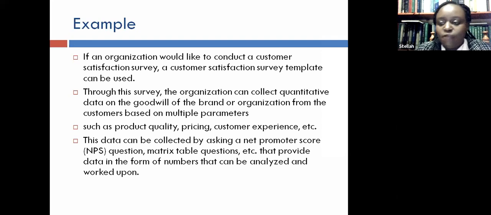Let me have one more person who has a different opinion. Anyone who would use a different method to reach or to sample these customers? Somebody? Come on, you're a group of researchers.